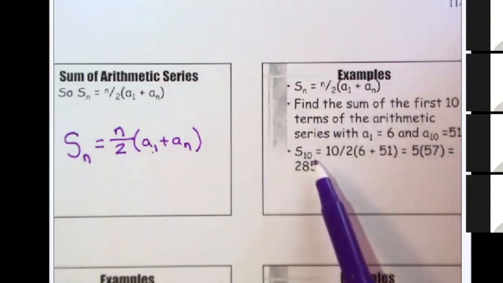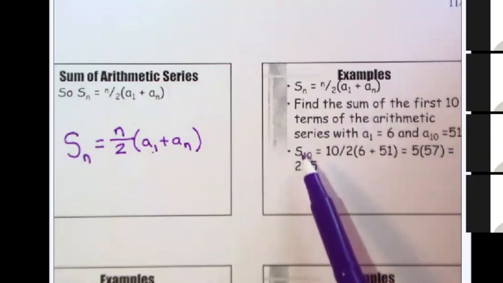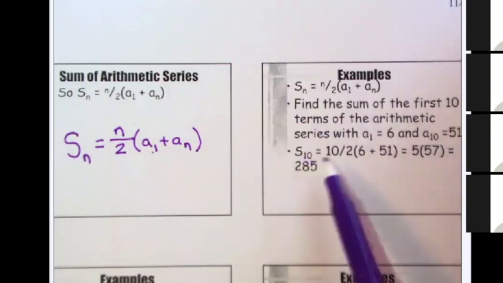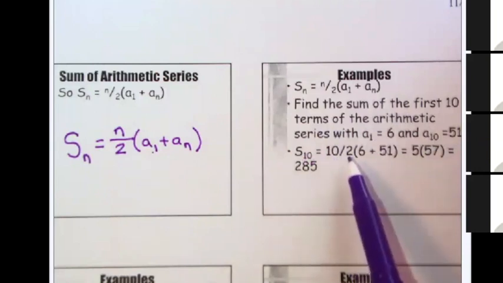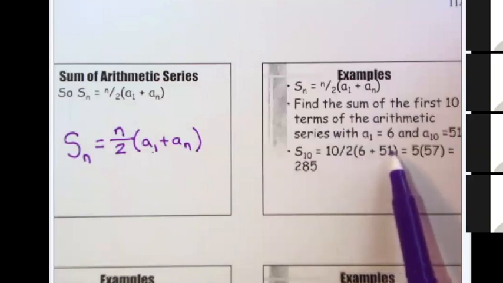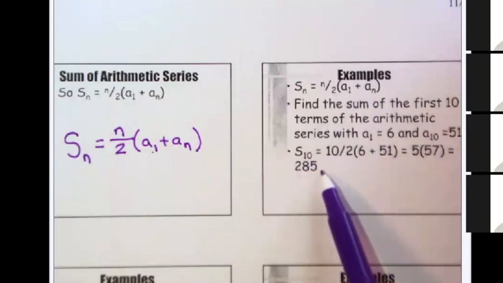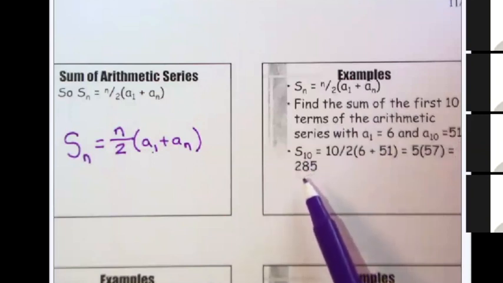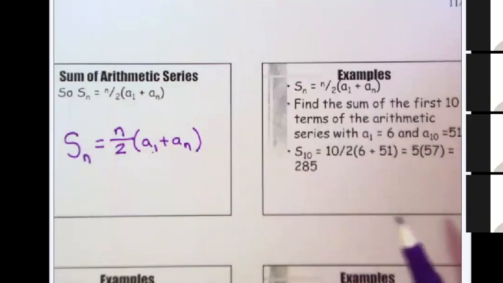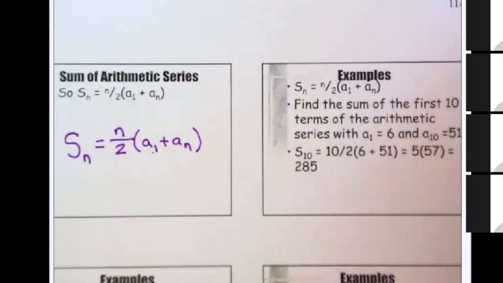So S10, I'm looking for the sum of the first 10 terms. So 10 over 2, that's how many terms I have divided by 2, times 6 plus 51, that first term and that 10th term added together. So without knowing all 10 of those numbers, I can find out what the sum of them would be. This is kind of a shortcut so that I don't have to find all of those 10 numbers and then do 6 plus whatever and keep going forever. Or it might seem like forever.